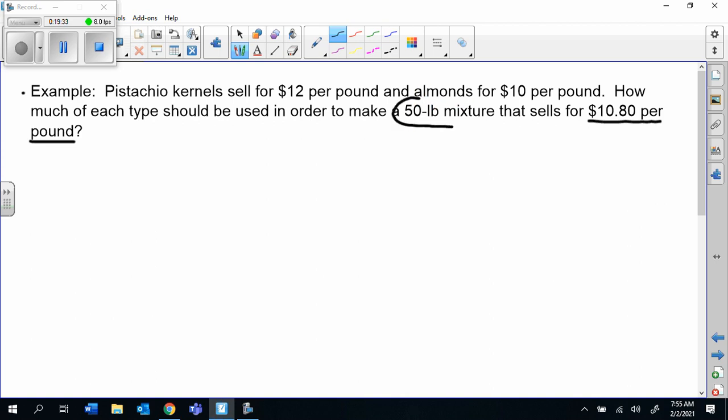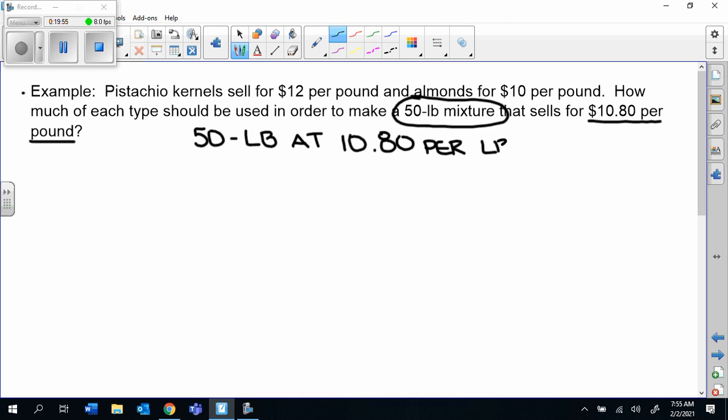Here's our total amount of stuff that sells for $10.80 per pound. So if we had 50 pounds at $10.80 per pound, how much money would we spend? What would be my equivalent?